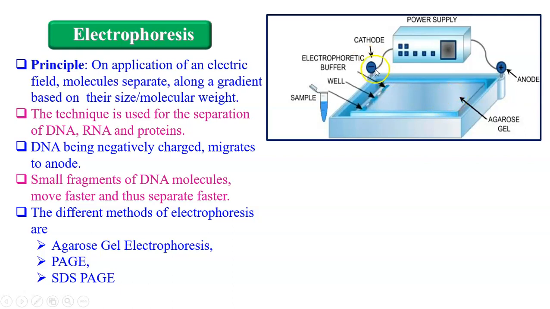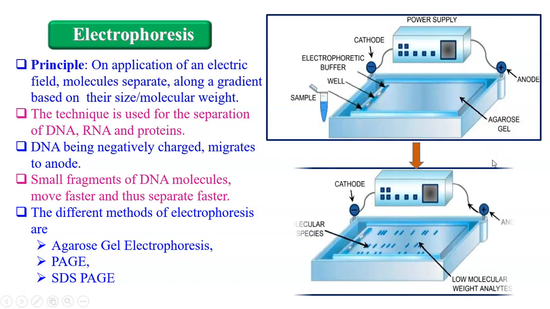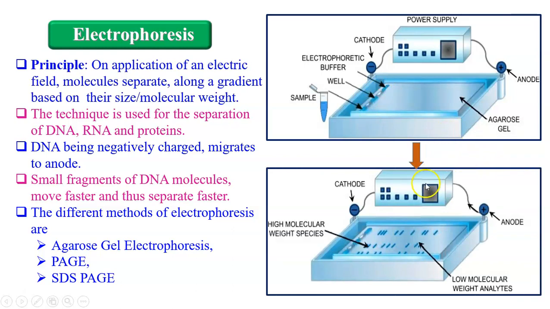Then there are two electrodes, the negative cathode and positive electrode anode. Then these are the wells here, the depressions. These are to pour the mixtures of the molecules to be separated by electrophoresis. When the power supply is made on, the external electric field is applied to the gel. The molecules present in the mixture poured in these wells start separating.